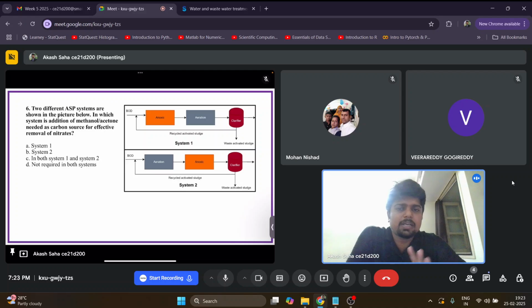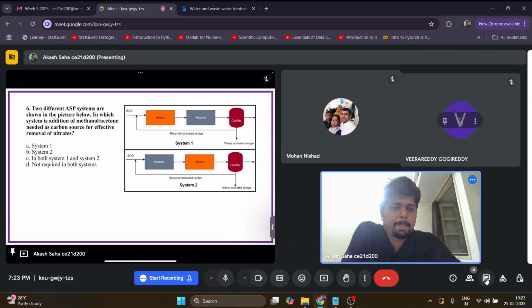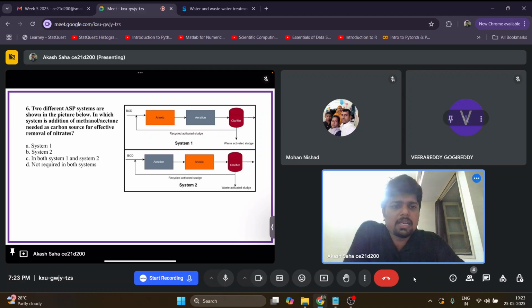Am I able to make it clear? Now you think. What will happen if I do aeration later or if I do aeration before? Now you will be able to solve it. Now think about it. Am I able to make it clear? Is the understanding clear in both the systems? Still, the concept I think is not clear.